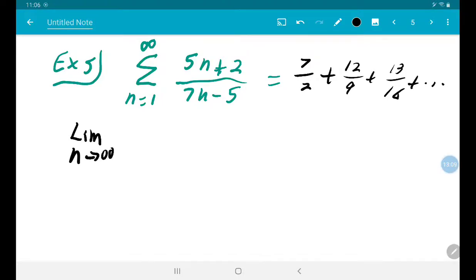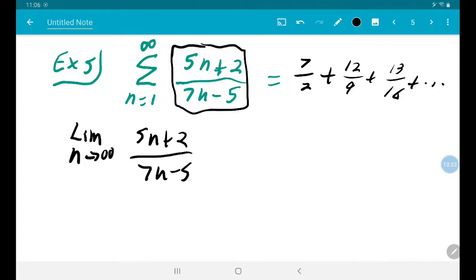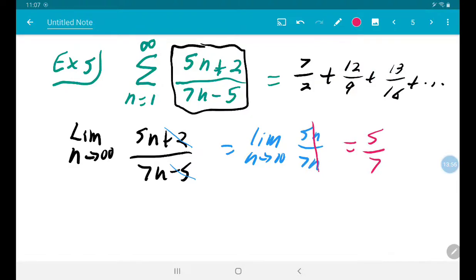The nth term test says I want to find the limit as n approaches infinity of a_n. What's a_n? It's the formula for the series. Now, hopefully you recall that when we're doing a limit at infinity, I'm only worried about the highest power of the variable. So this 2, this 5, they don't really cancel, but they're insignificant. So that gives me the limit as n approaches infinity of 5n over 7n. Now I can cancel the n's, which gives me 5/7. And last time I checked, that does not equal 0.